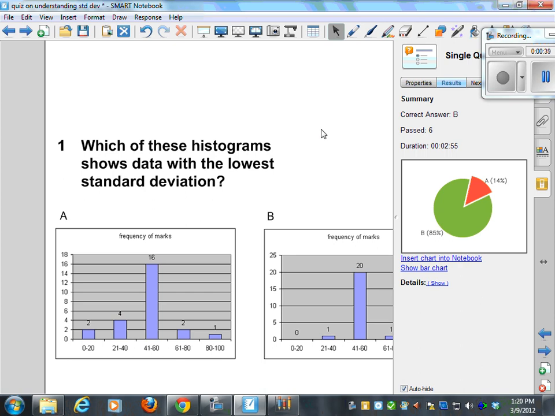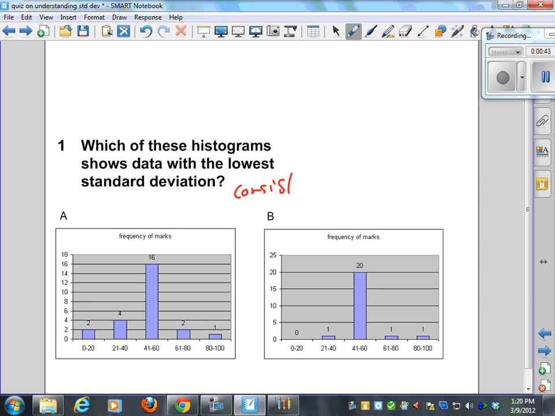Low standard deviation means that it is consistent data. Look at this one. This one's got 20 marks right in the middle, very few out on the ends. This one's got 16 in the middle, quite a few, but more out on the wings, right? When it's high up like that, that is low standard deviation. When it's more spread out like that, high standard deviation.